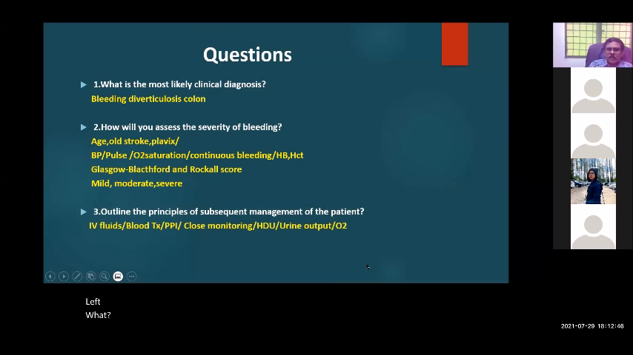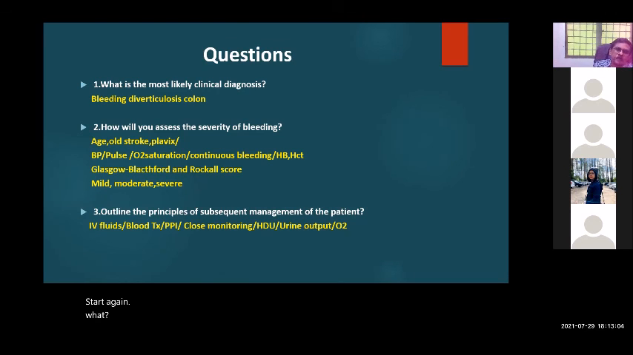Next, investigations. What do you want to do? So first of all, resuscitate. Only then do you investigate. So in this patient, what investigation will you do? CT angiography.